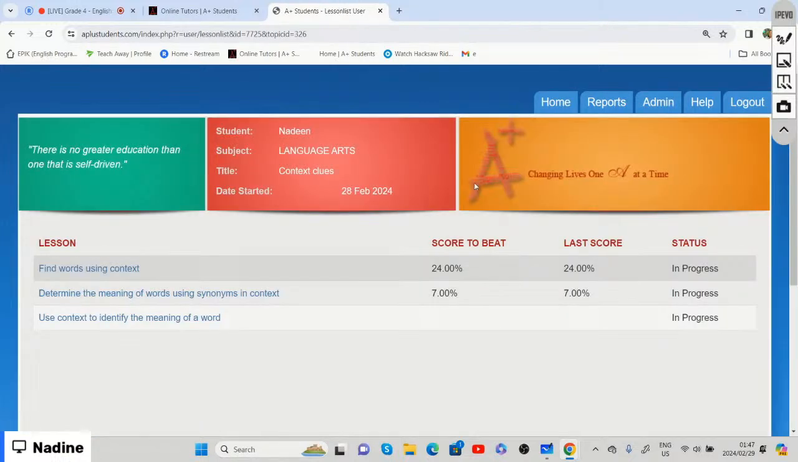All right. So basically, we've gone over two of our lessons where we had to find words using context, as well as determine the meaning of the word using synonyms within a context, under context clues. And remember, if you do not remember a word or you don't know the meaning of a word, then you can look at the specific sentence. Certain words or phrases within that sentence will give you a clue of what the meaning of that specific word would be.